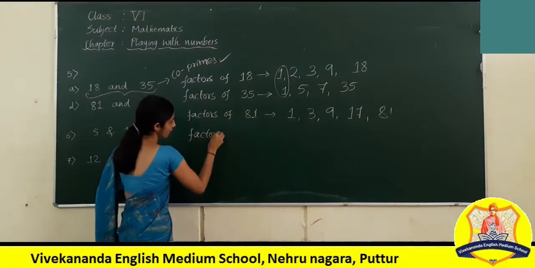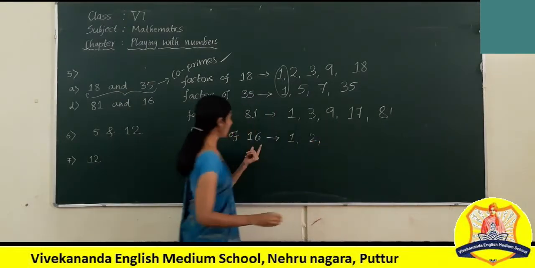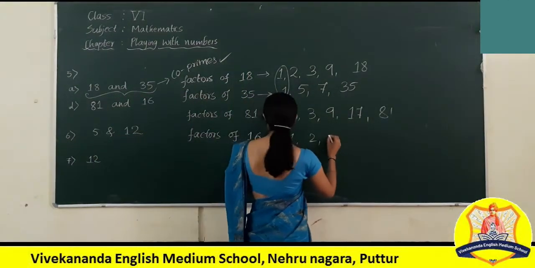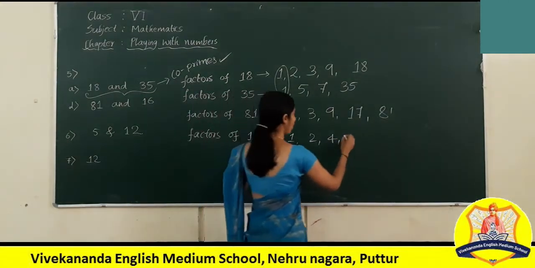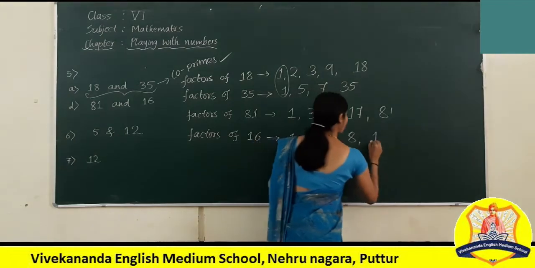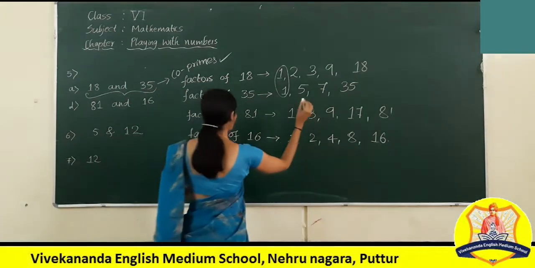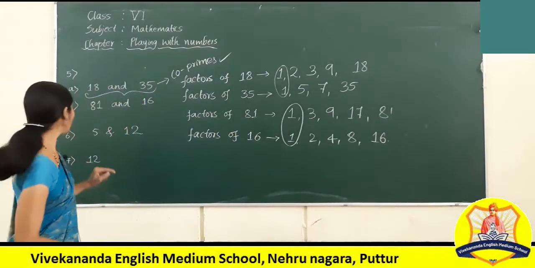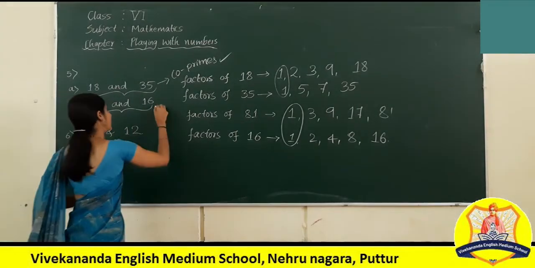Which are the factors of 16? 1, 2, 3 can it be? 6 plus 1 is 7. So it cannot. 4, yes, 4. 5 cannot. 6 cannot. 7 cannot. 8. Next, 16. Okay. So list out the common factors. Which are the common factors here? Only 1. So this given pair of numbers is also co-primes.